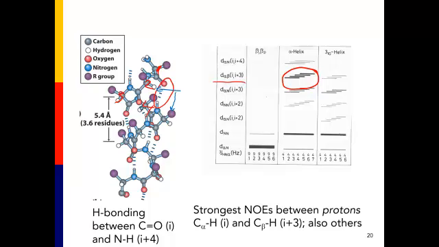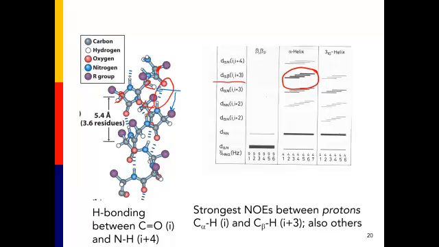The darkness of the lines over here indicates how strong that NOE signal is. The stronger the signal, the closer they are in space. If you see nothing, that means they're more than 5 angstroms away. If you see weak lines, that means they're within 5 angstroms. If you see it darker, that's the closest they get. So the closer they are, the stronger the signal. The strongest signal is between the C alpha proton of one residue and the C beta proton of the residue I plus 3.